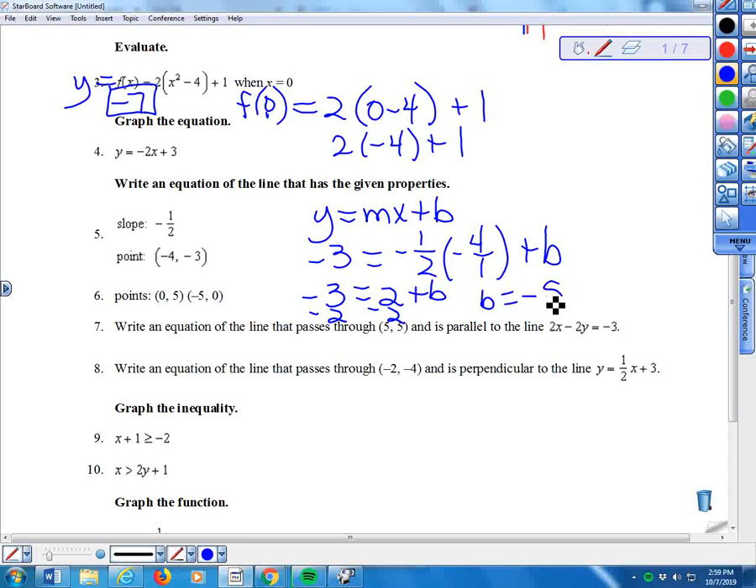So now I know the slope and I know b, so I'm just going to rewrite it into the equation. Y equals negative 1/2 x plus negative 5.